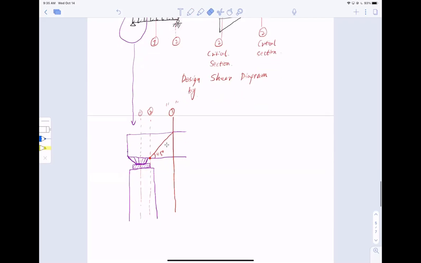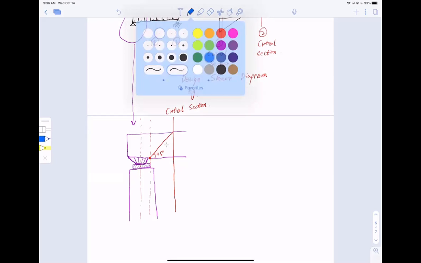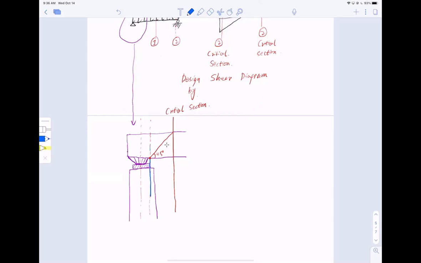Thanks a lot, Bryce. That's a really good answer. So exactly, this will be my critical section right here. Why is that? Because theoretically your shear diagram will look something like this. If this is the end, the maximum shear is going to be at the support. Let me use a different color. It's blue. So your maximum shear will look like this.